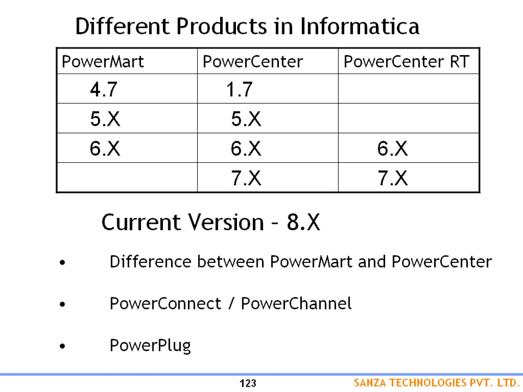Then the difference between these products. In the ETL space, as I said before, Informatica has three products called PowerMart, PowerCenter and PowerCenter RT. PowerMart is like a vanilla flavor. It's a basic ETL tool which now does not exist in the market. Informatica discontinued it from version 7. But the super duper hit of Informatica when it came into the market was PowerMart 4.7 and PowerCenter 1.7. Then they moved on to different products. The current version is 8. The future is 9 and 10, which is in the R&D phase.